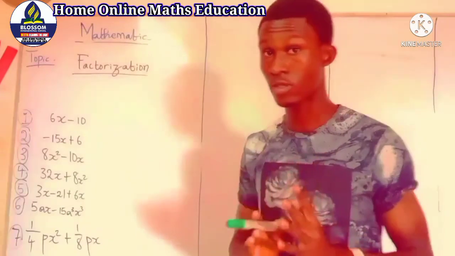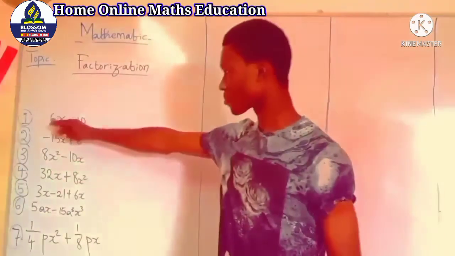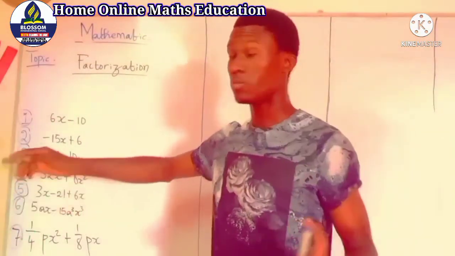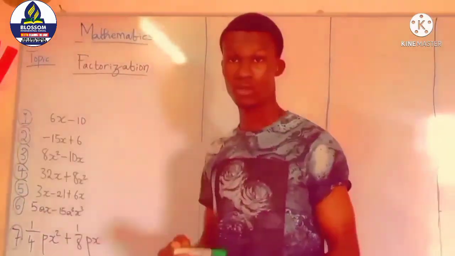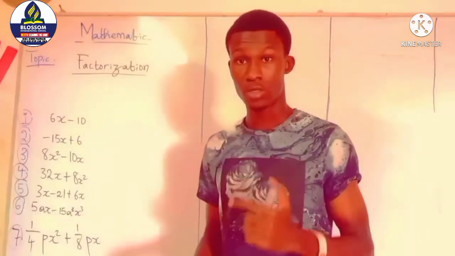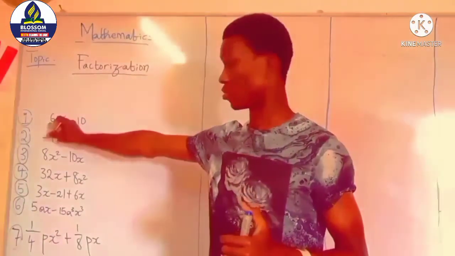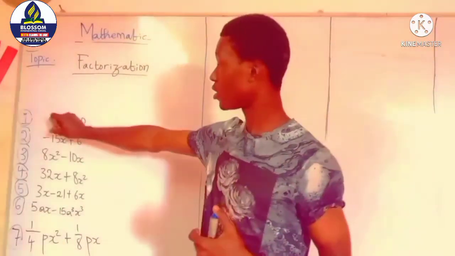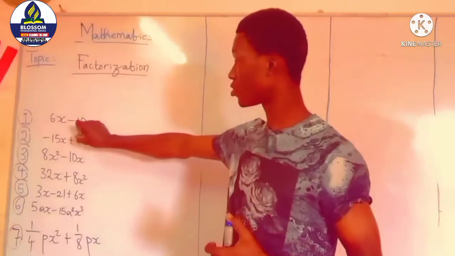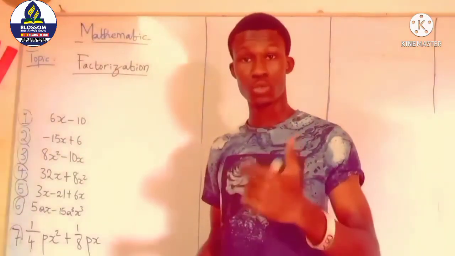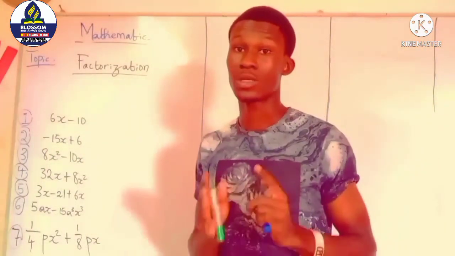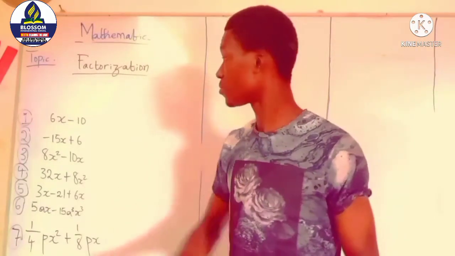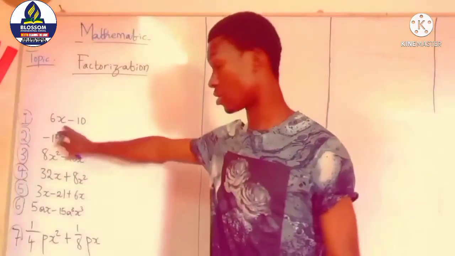Now, follow attentively, it's very important. If you look at 6x and you look at 10, what do you feel is common between these two values? The 6x, what is common there is what? 2. 2 is common in 6x. 2 is common in 10. Now, 3 is common in 6x, but 3 is not common in 10, because when you divide 10 by 3, you will not get a whole number, or rather, you'll be getting a decimal number.